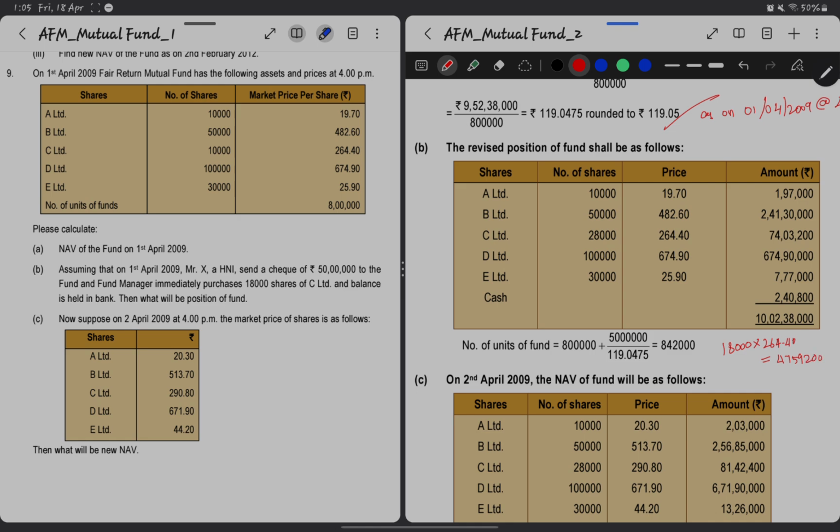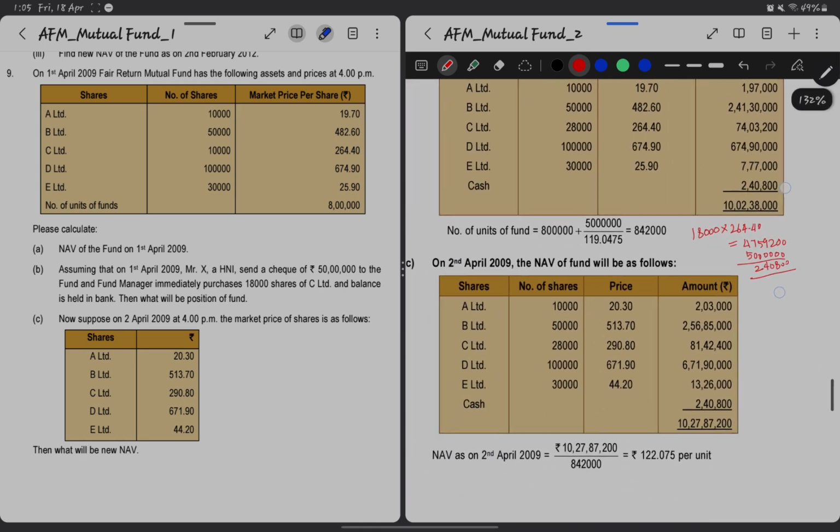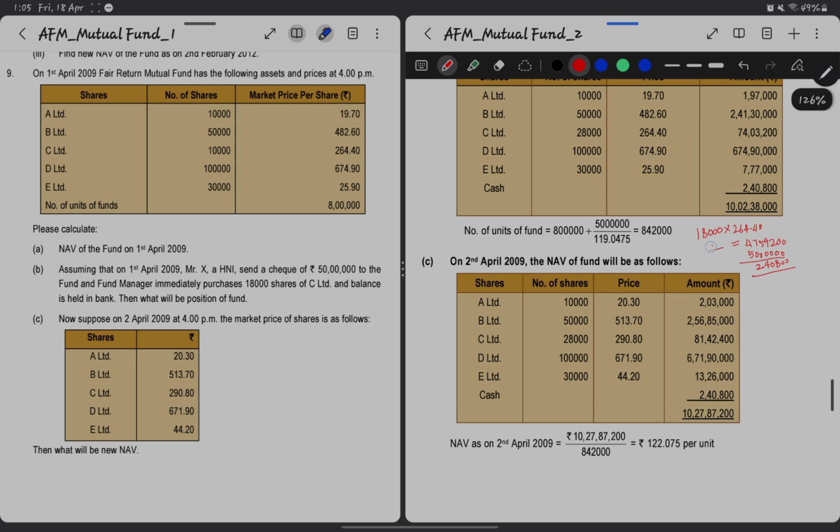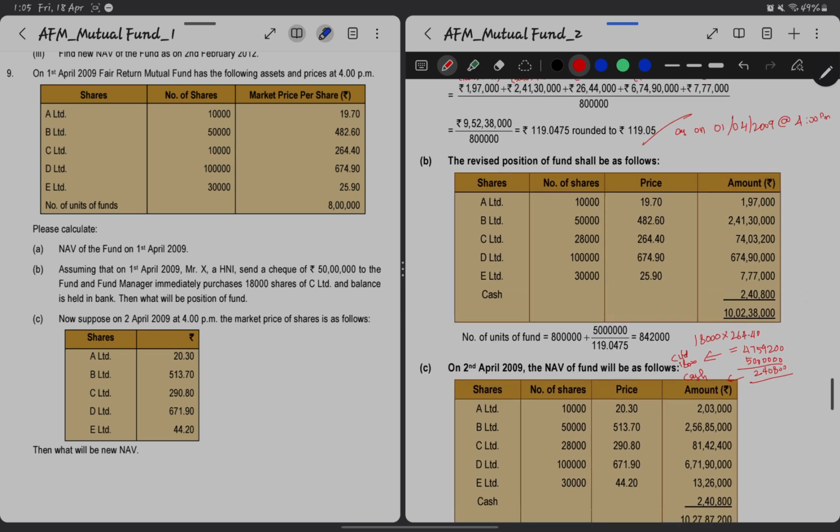47,59,200, and since the investment is around 50 lakh, the balance amount is kept in the bank, which is nothing but 2,40,800. Hence there are two assets added to the mutual fund. One is C Limited shares of 18,000 shares, and then cash of 2,40,800. This will be added to the fund. Now adding that will give us a net asset value of 10 crore 2,38,000.